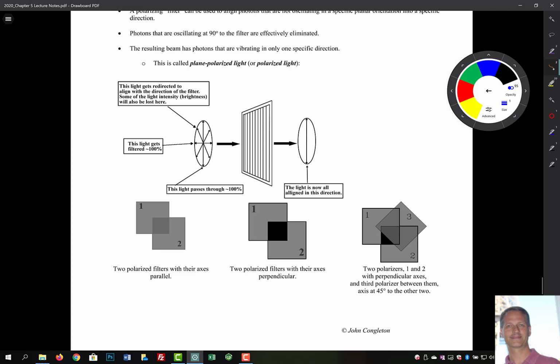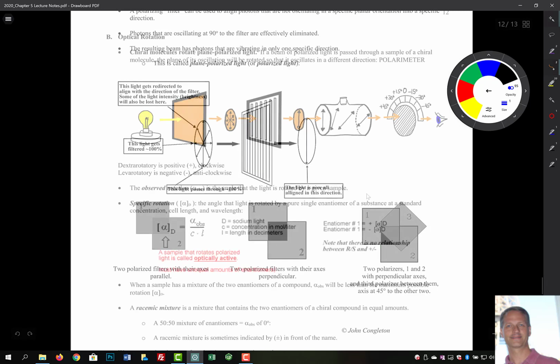If you stick a third filter in the middle and give it a little twist, then that redirects some of that light, right? Remember, it's only 90 degrees that gets eliminated entirely. So here, kind of in the middle, we end up getting some light coming through, where this light is still just an overlap of 1 and 2 on top of each other.